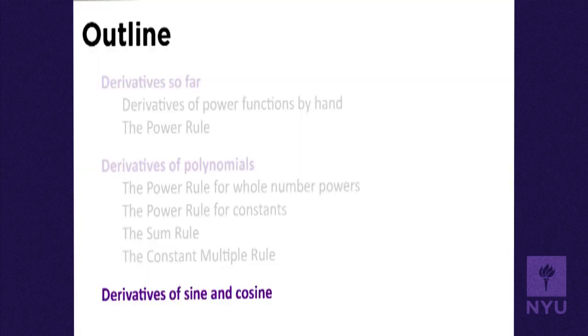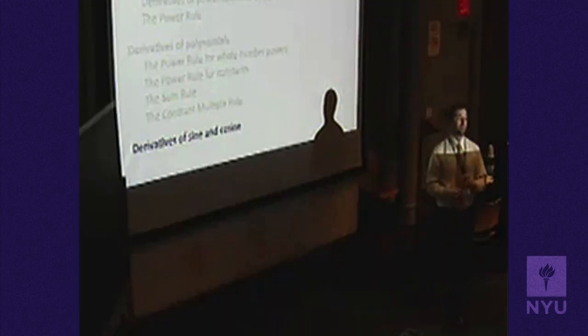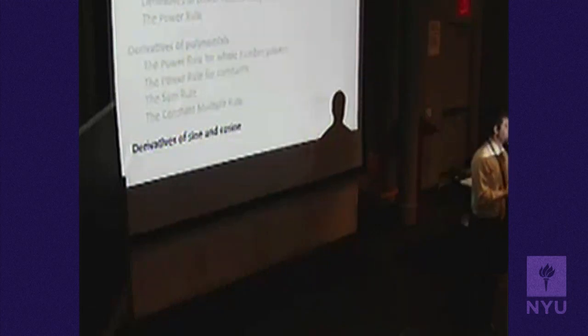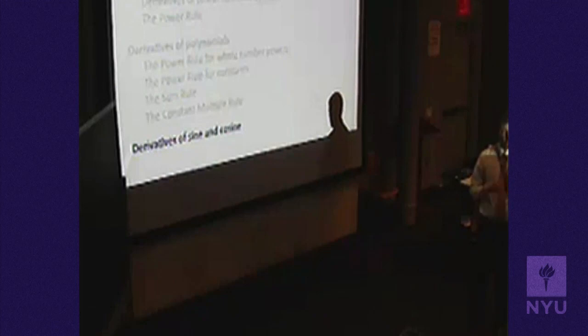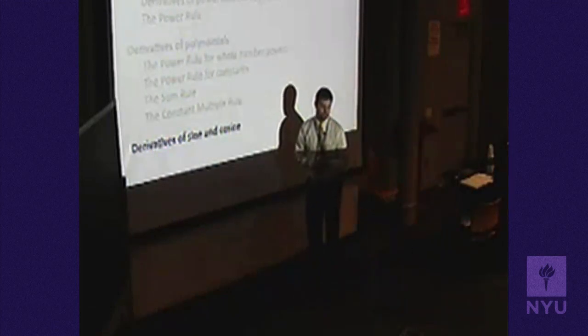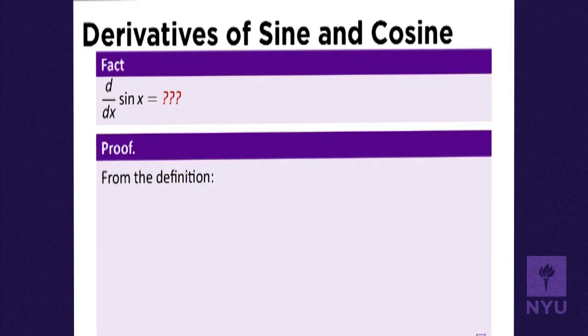All right, next we're going to move to derivatives of sine and cosine. Sine and cosine are definitely not polynomial functions, right? They're not even rational functions. So derivatives of those functions are going to be more complicated than derivatives of polynomial functions. But maybe we can still find rules for computing derivatives of them.